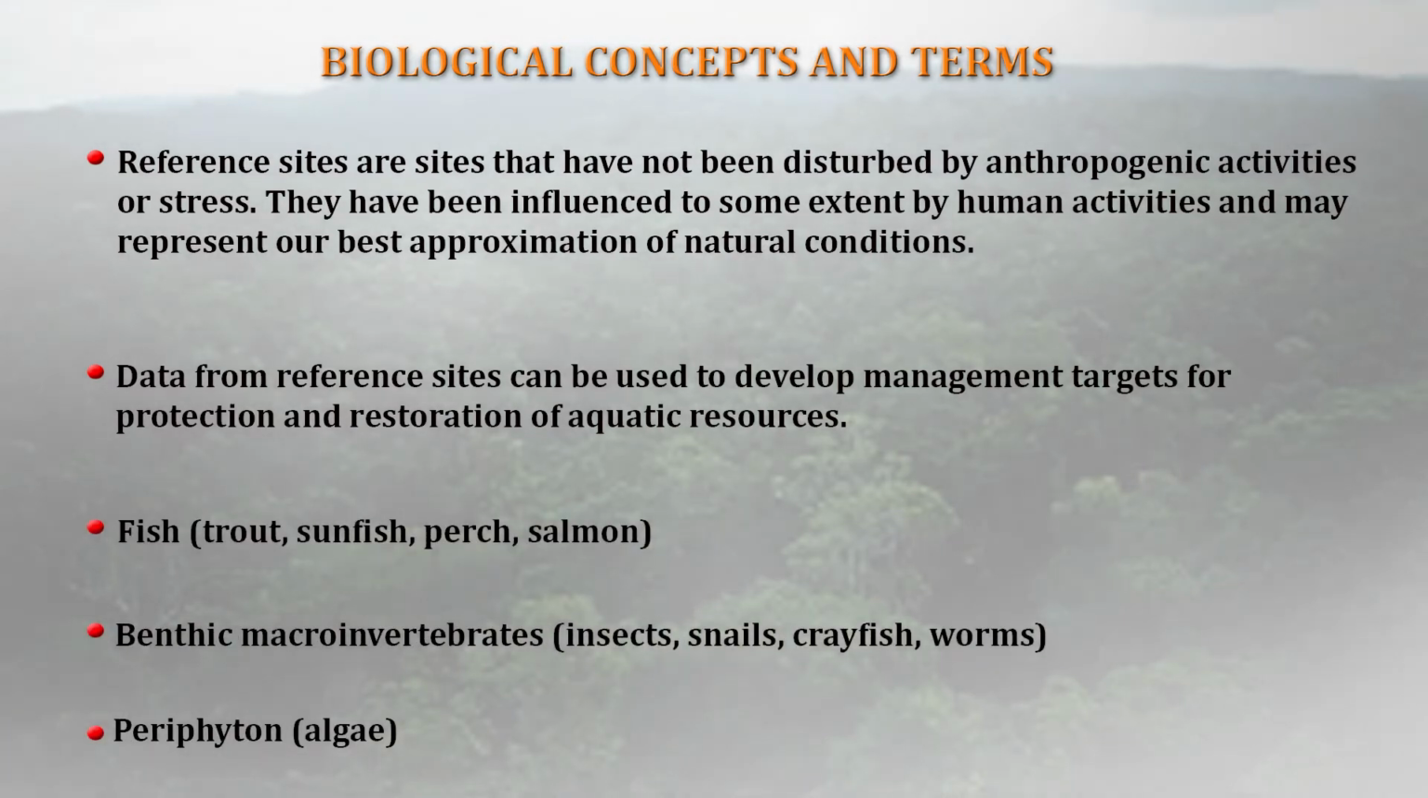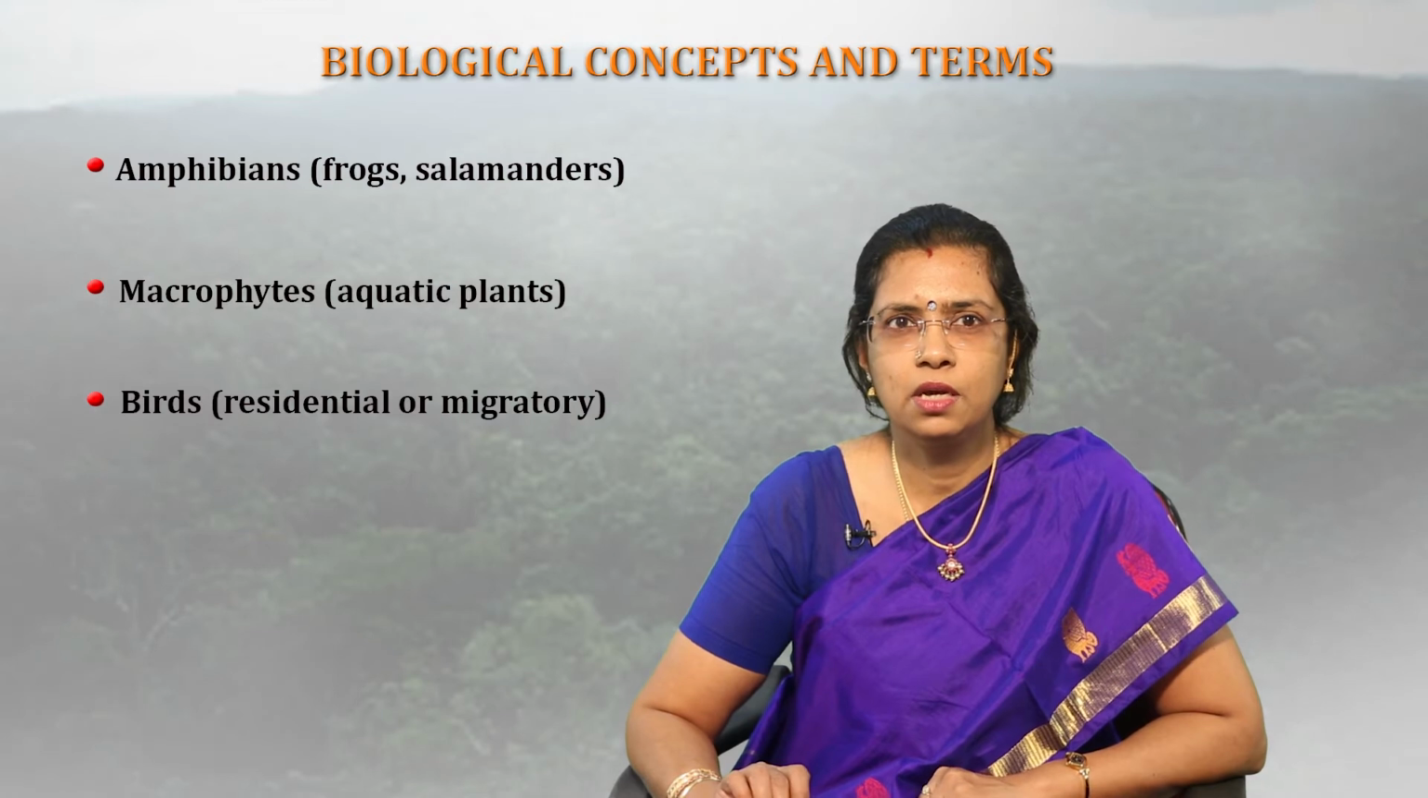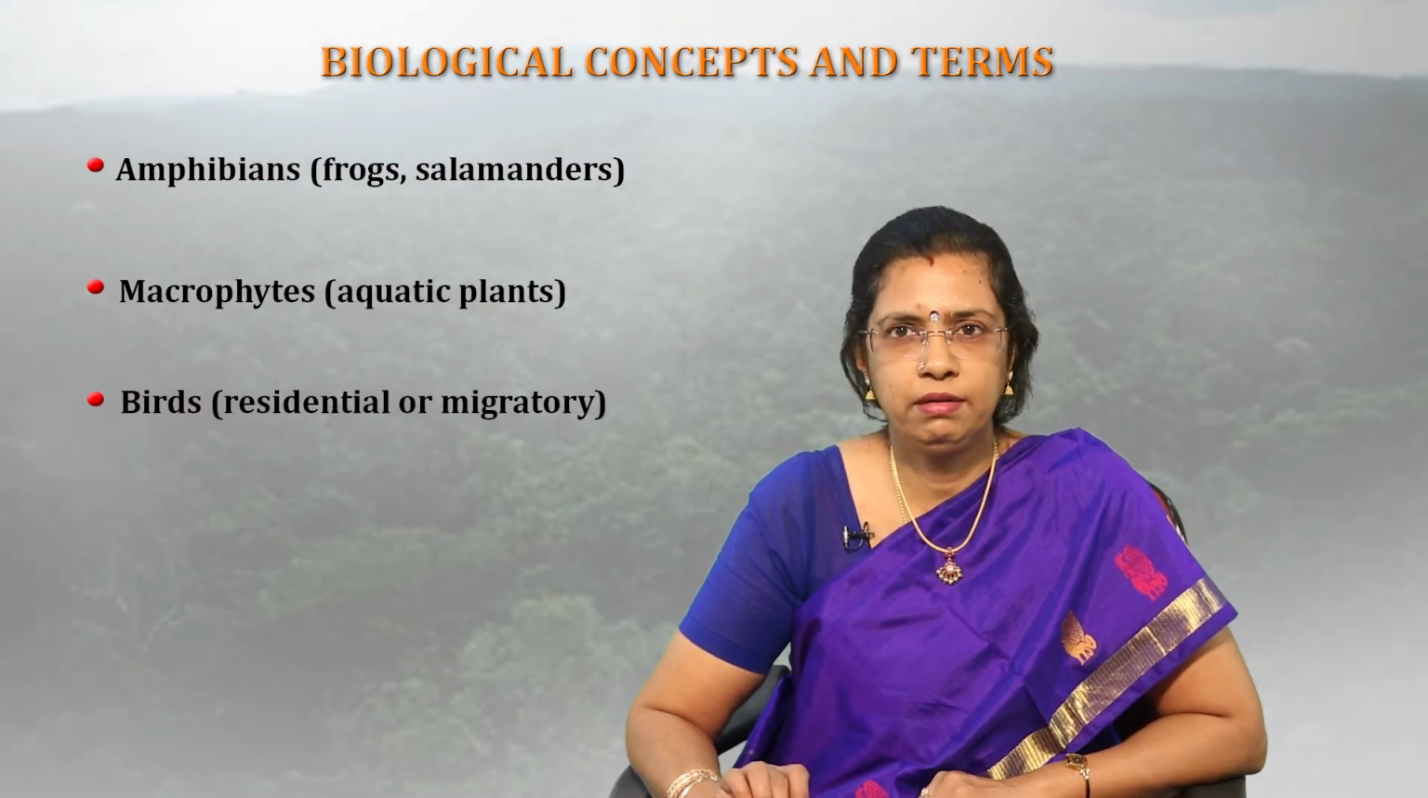It can be trouts, the sunfish, the perch, the salmons, benthic macroinvertebrates like insects, snails, crayfish, worms and so on, periphytons like algae, amphibians like frogs and salamanders, macrophytes like aquatic plants, birds like residential or migratory.